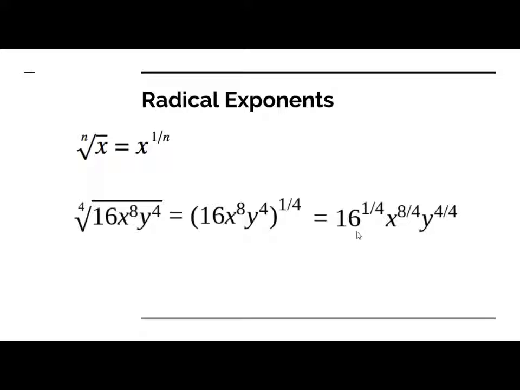Now the 16 to the 1/4, this part right here, is a little bit trickier. This is where you would maybe want to use a calculator, unless you can see it right away. We're asking something times itself 4 times, because it's a fourth root, gives us 16. It happens to be that 2 times 2 times 2 times 2 is 16. And this is, again, where you could type that into your calculator and ask, what is 16 to the 1/4 power? And it would give you the answer of 2.